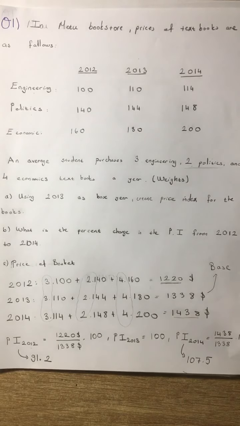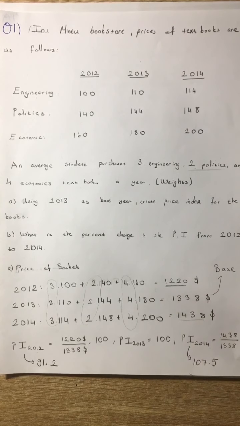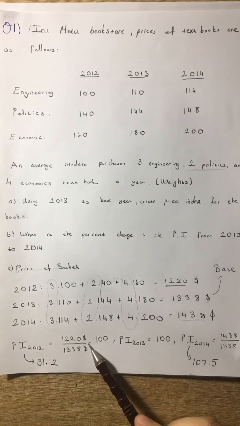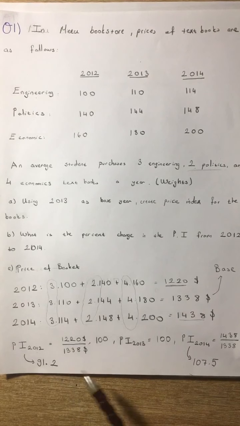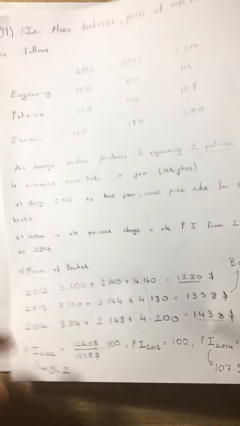In part B, it asks us to find what is the percentage change in price index from 2012 to 2014. We calculated the price indices for the years, and this calculation here yields this number, and this calculation here yields this number.